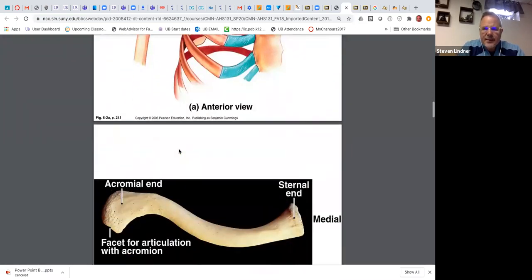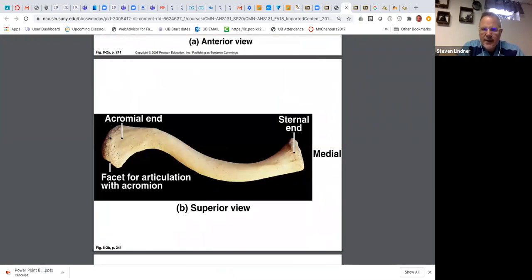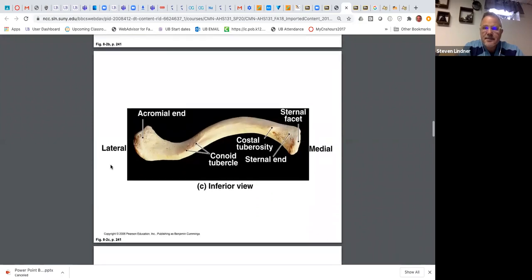So let's move down a little bit. Again, you've got the sternal end and the acromial end. There's always a facet at that end that will articulate with the acromion. Facet just means flat surface, like the chiseled flat surfaces of the facets of a diamond. There is a conoid tubercle on the top here, closer to the acromial end, and there is a costal tuberosity up here. The conoid tubercle is an attachment site for some ligaments.